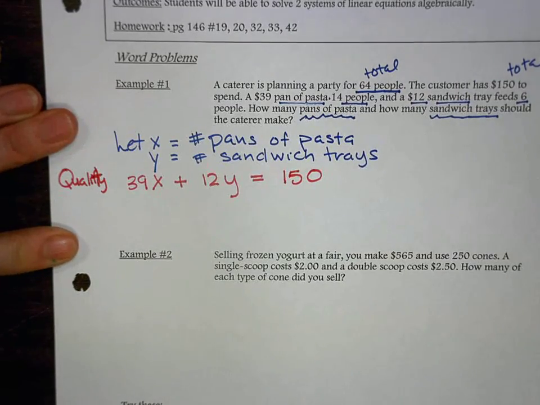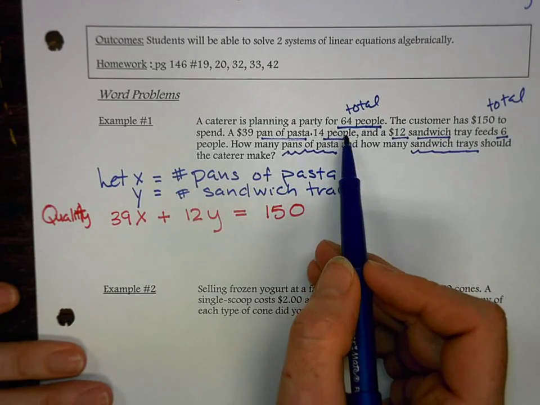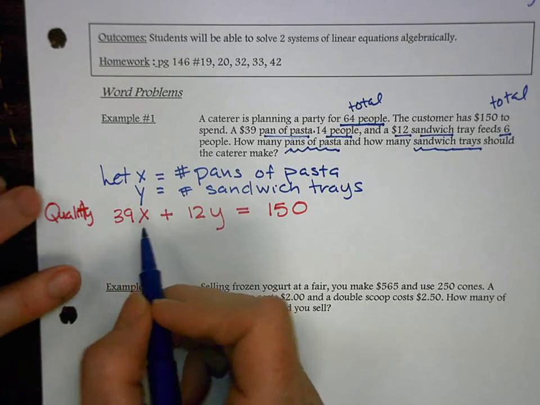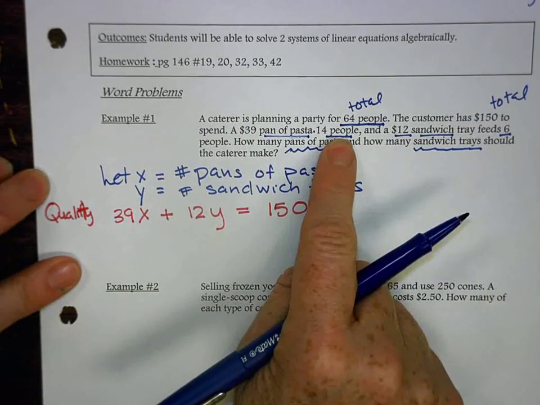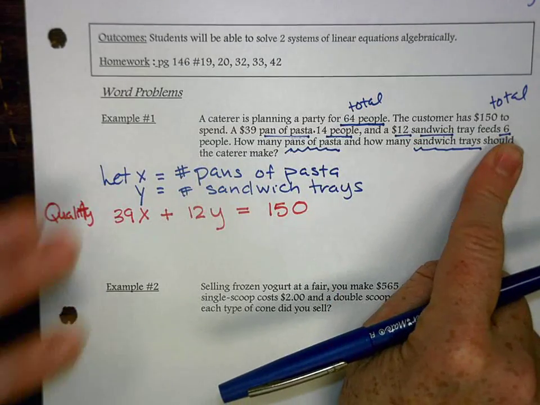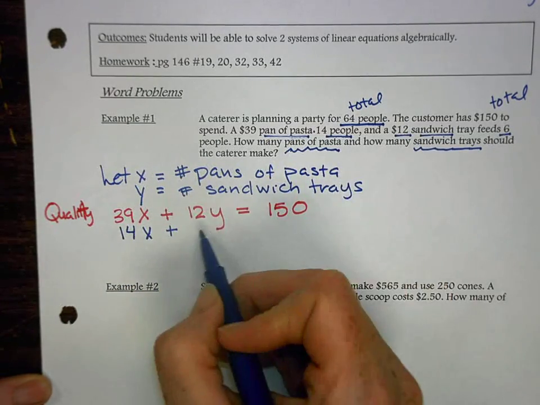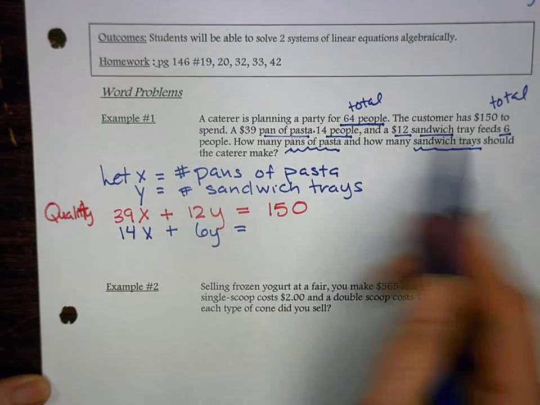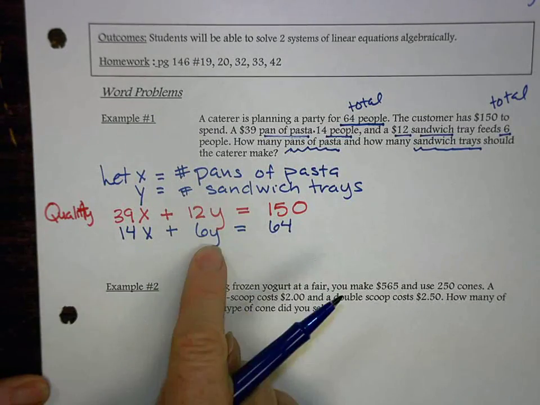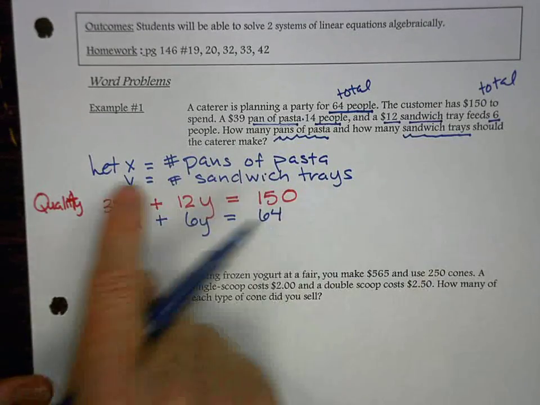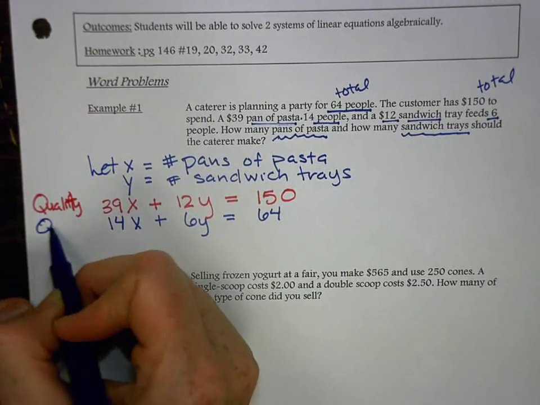Now I need a quantity equation. What do I know? I know I need to feed 64 people. Okay, so we know that 1 pan feeds 14 people and 1 sandwich tray feeds 6 people. So how does that work? That means that 14x plus what? 6y equals, what was the total number of people? 64. So there we have the number of people equals your total. So notice two things. My equations were based on my totals. Now I just have to solve them. Okay? All right. So this is a quantity equation.